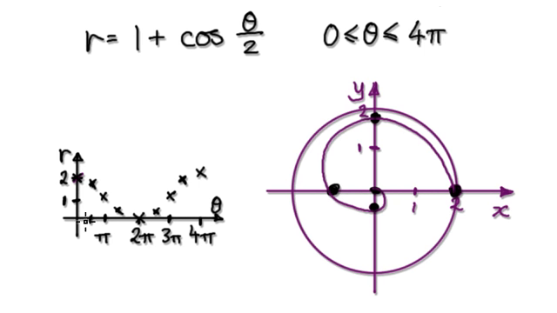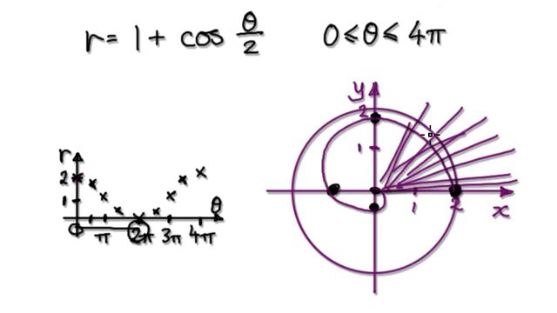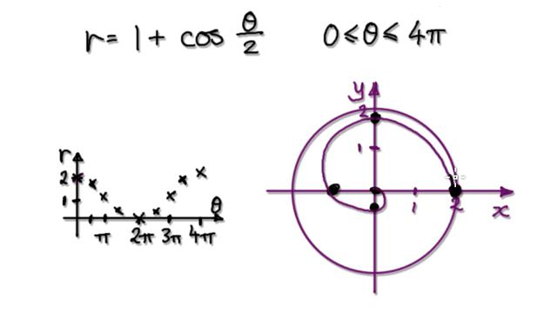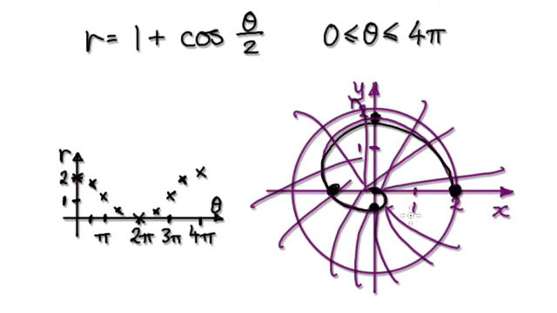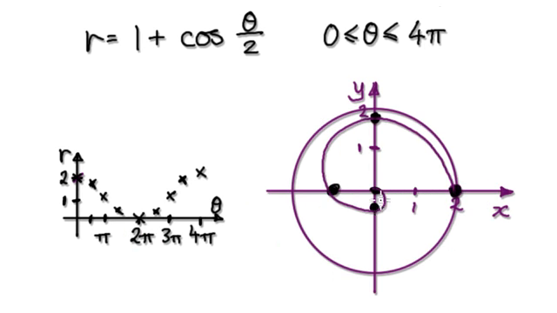So from 0 to 2 pi, it will trace out this path here. So we've done one circulation here. By the time it gets to 2 pi, the radius should be 0. That's why it's right at the origin by the time it gets to 2 pi.